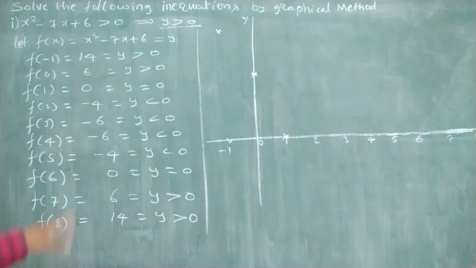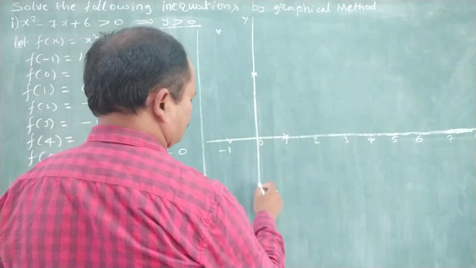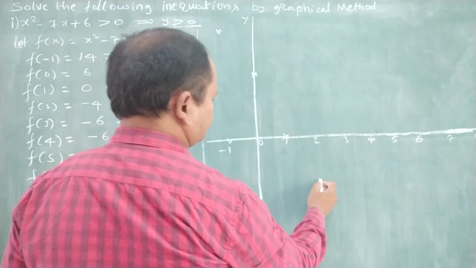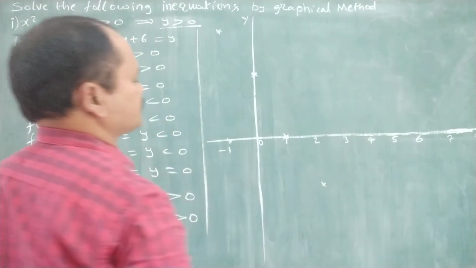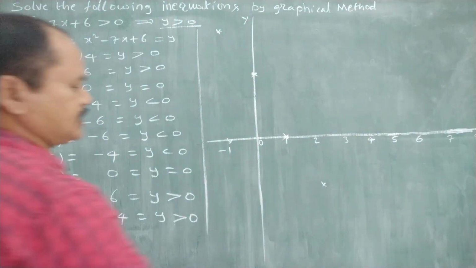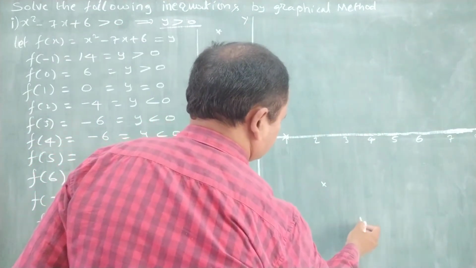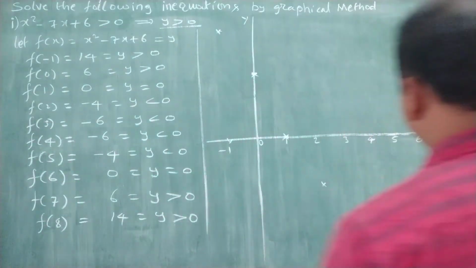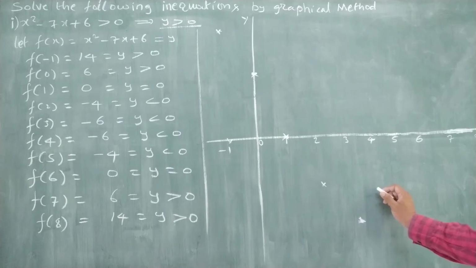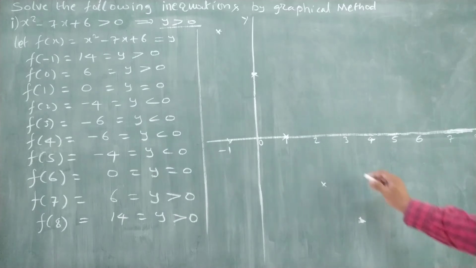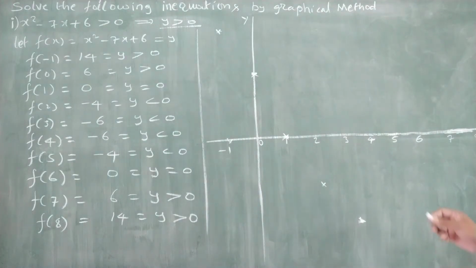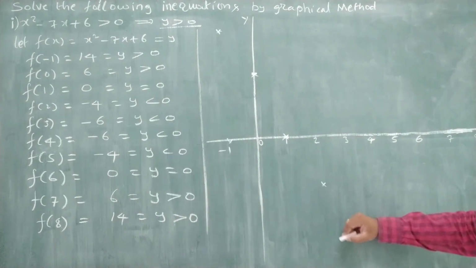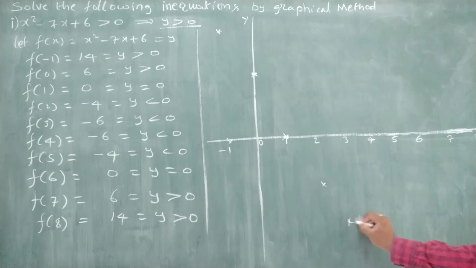At x is equal to 2, it is minus 4. Right? And at x is equal to 3, it is minus 6. At x is equal to 4, it is minus 6, and at x is equal to 6 it is also minus 6. Right?